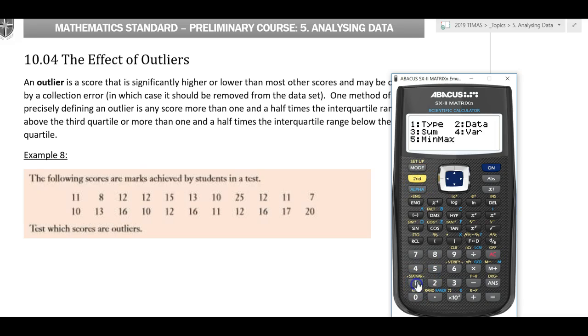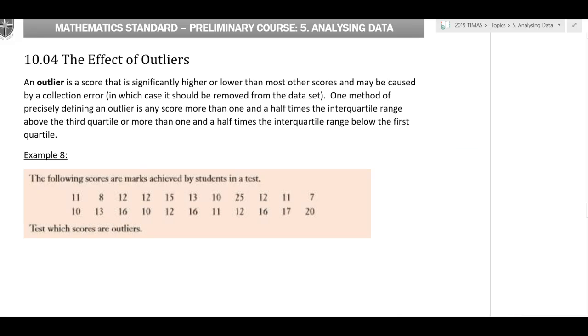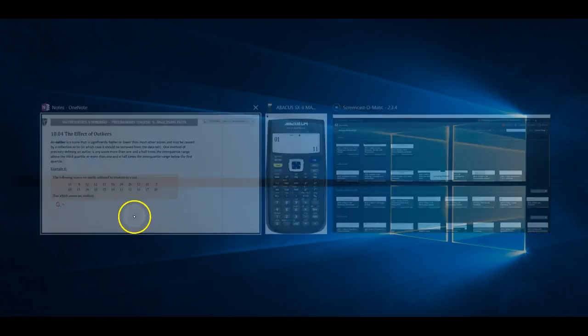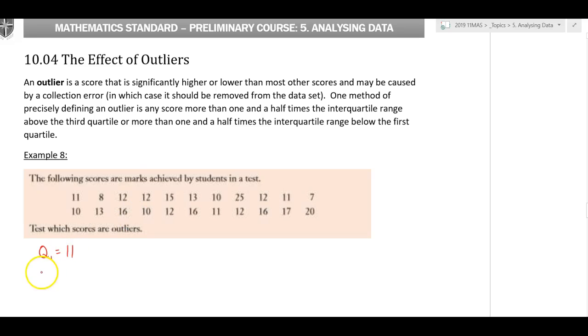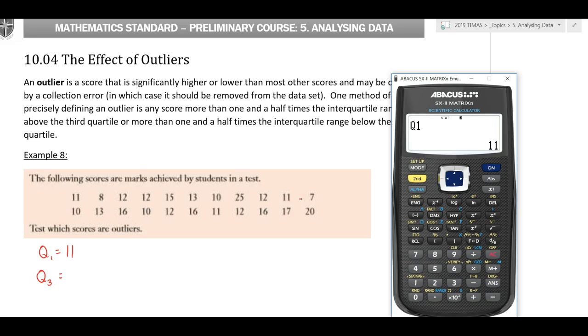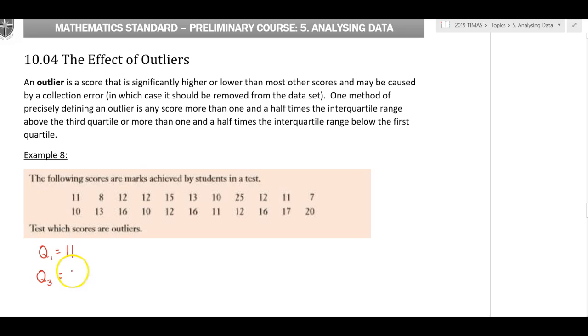Now, I want to find a couple of things. I need my quartiles, not just for the interquartile range, but for something else. So I'm going to say Q1, oops, I really should have read what was on that screen. Q1 is 11. And Q3, I should say the third quartile, is 16. Which means that my interquartile range is 16 minus 11 equals 5.